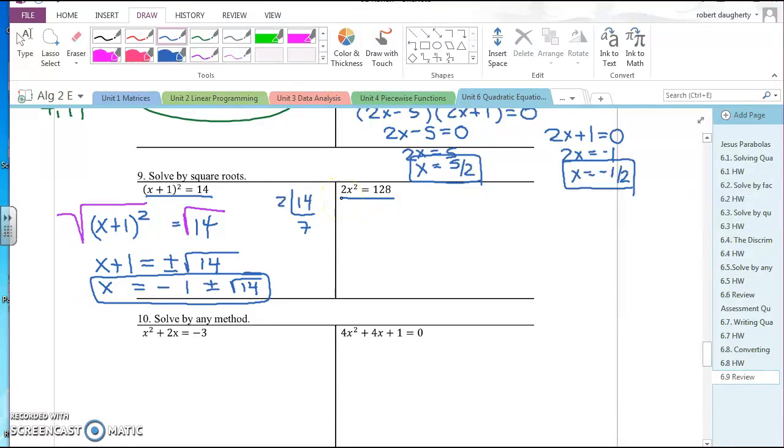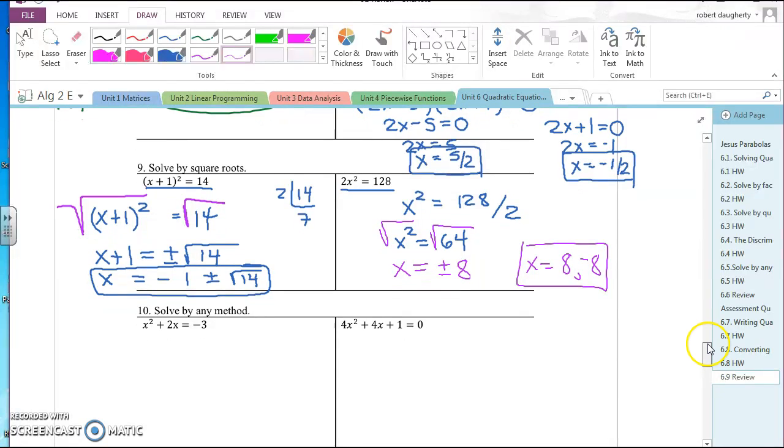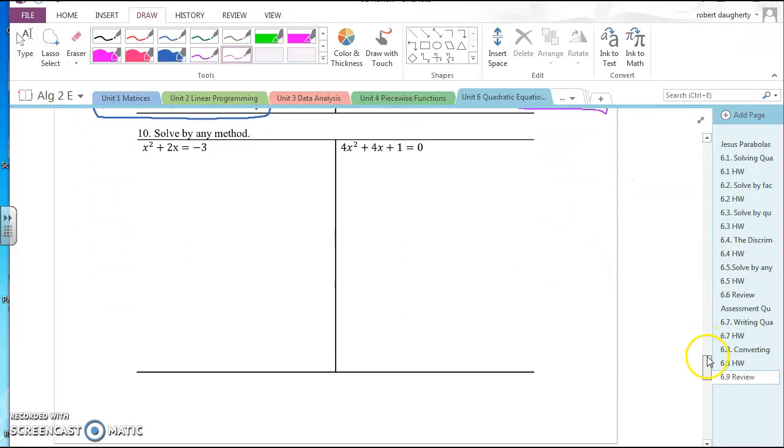Look at the next one. I want on one side of the equation something squared. So if I write this x squared equals 128 divided by 2, on the left side I have an expression squared. So I've got x squared equals 64. If I take the square root of both sides, I get x equals plus or minus 8. So that means x equals 8 or negative 8. Those are the two solutions to that one. That looks pretty easy. I'm not sure you've had one that easy on a test. So I'm not committing to that one.